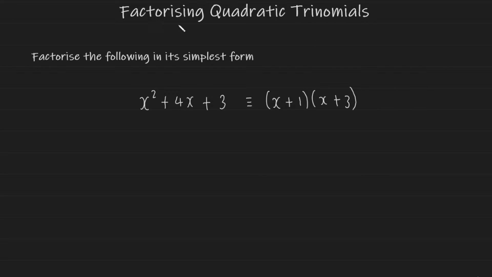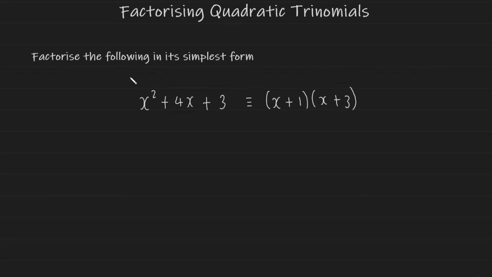In today's video, we're going to be factorizing quadratic trinomials. So what is a quadratic trinomial? Well, it's an algebraic expression where the highest power of x is 2, and there are no negative powers. And trinomial means there are 3 parts, 3 terms to it. So that's what a quadratic trinomial is: the highest power of x is 2, and the expression has 3 terms.